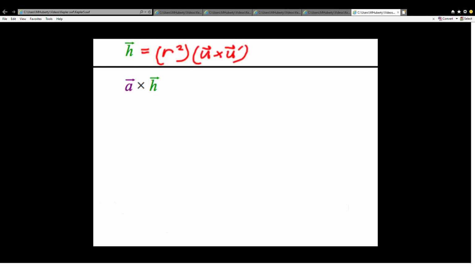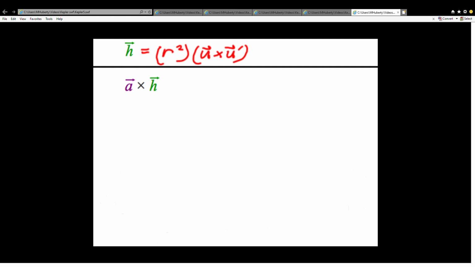So now we're going to take the cross product of the acceleration vector and the constant h vector. Now, a good question to ask is, why would you do this? Well, Newton thought of it. I didn't. So give Newton credit for coming up with this, because that was sort of the inspired piece here.